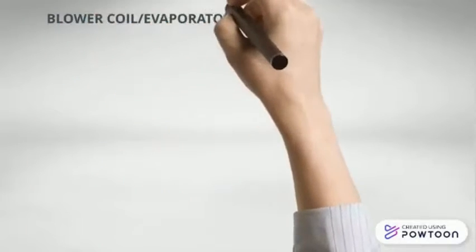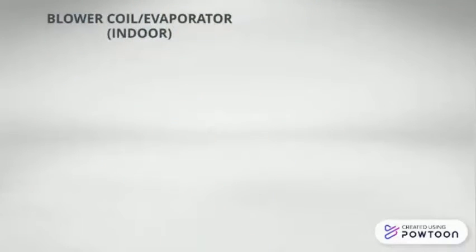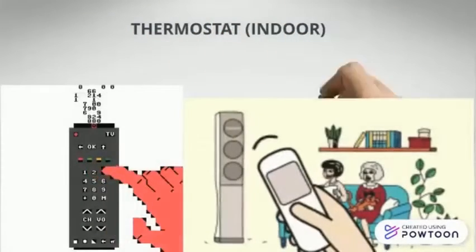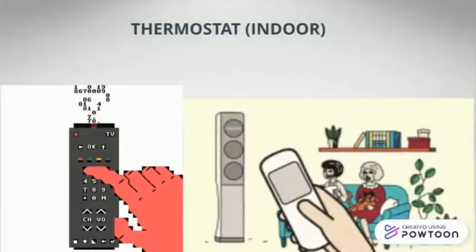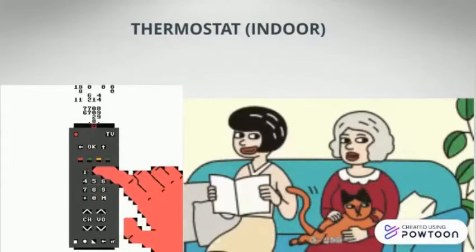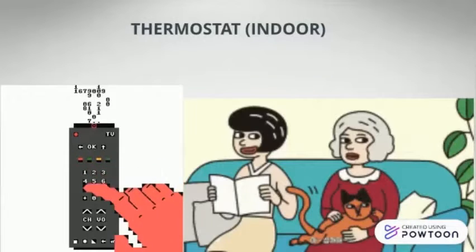The second component is the indoor unit, which is the blower coil or evaporator. The evaporator coil is where the refrigerant absorbs heat. It is where the cool air comes from, and it is located inside or near the air handler where the blower fan is. The third component is the indoor thermostat, the control center of the entire air conditioning process, reading the indoor temperature and telling the air conditioner when to turn on and off. The temperature can be changed by settings based on the needs.